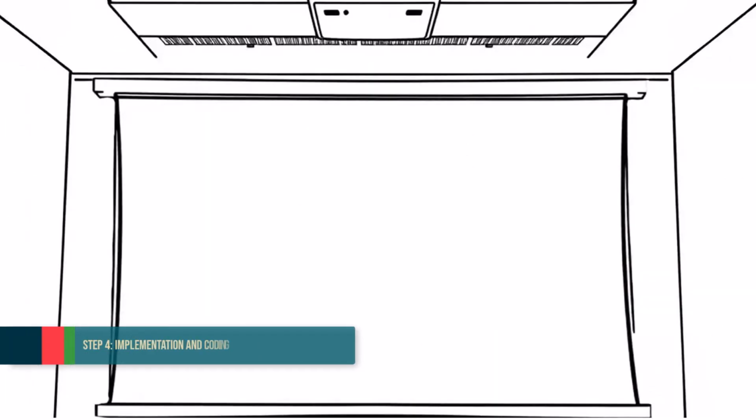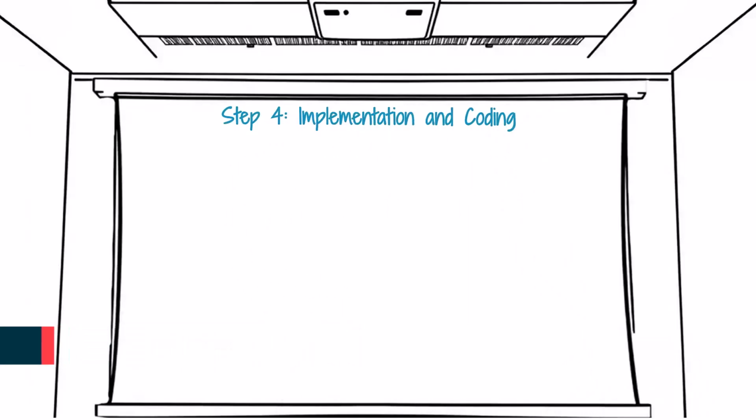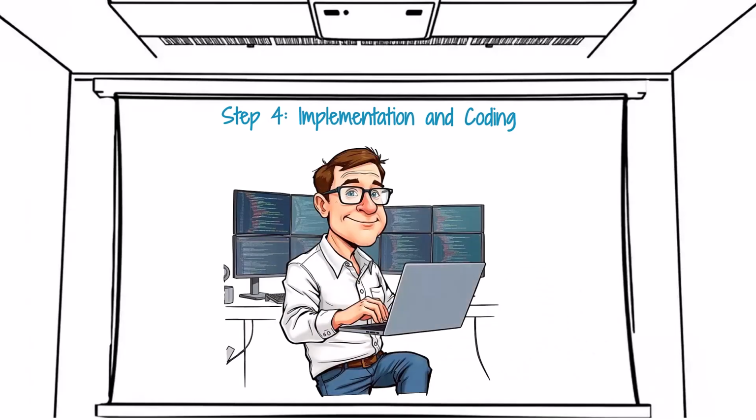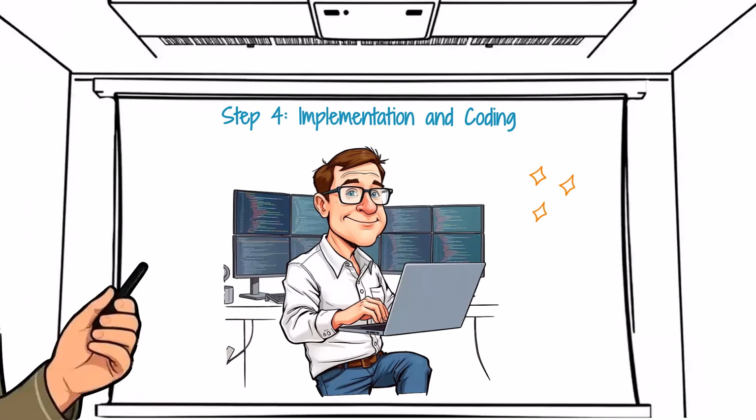Step 4. Implementation and coding. With the plan set, we write the code. Using languages like Python or Java, we build modules iteratively. Tools like Git version control keep everything organized. It's creative yet methodical, turning specs into functional software while testing along the way.